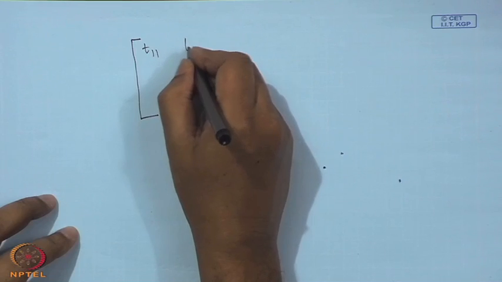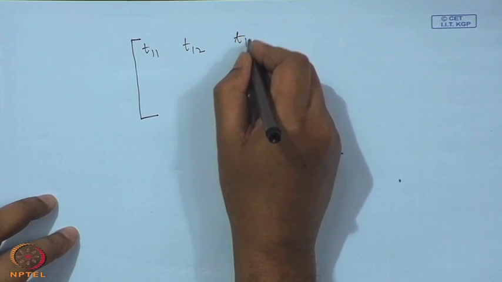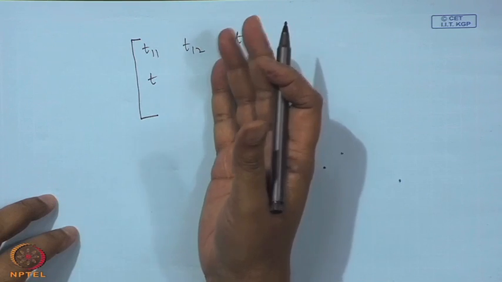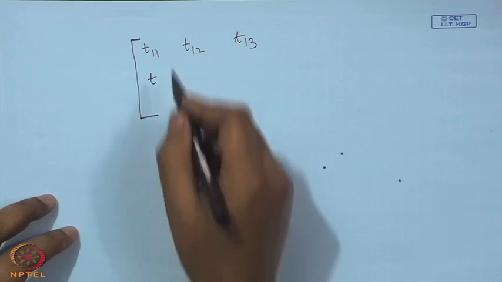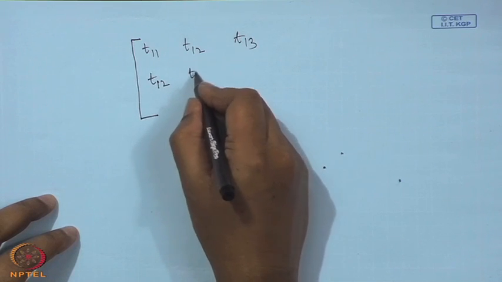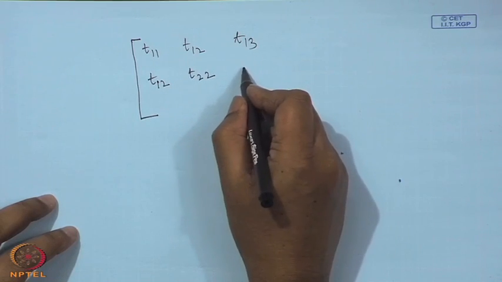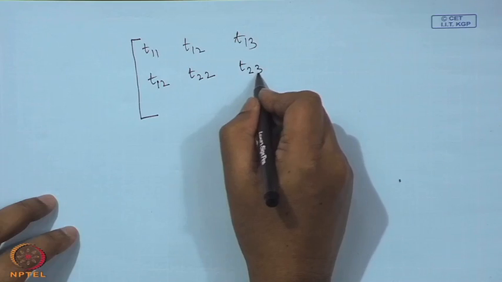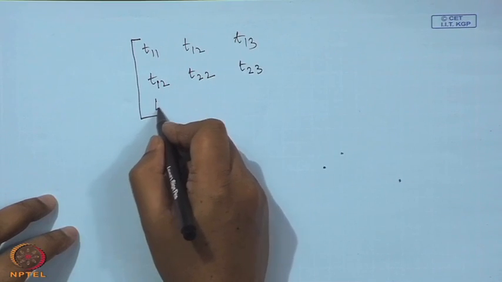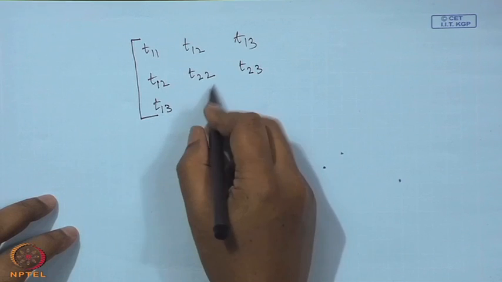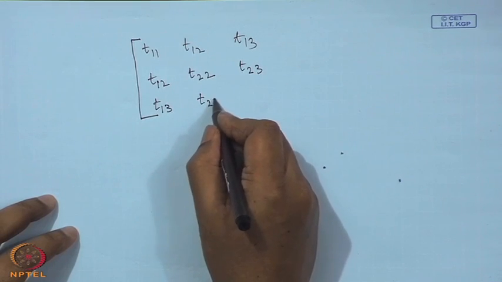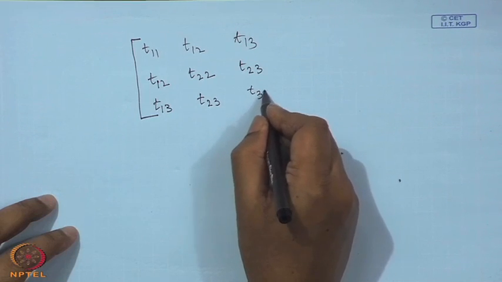T11, T12, T13, T21, which is the same as T12. So, we are not going to write T21, but we will write T12, T22, T23. T31 is again the same as T13 because of symmetry, so we will again write T13, T23, and T33.